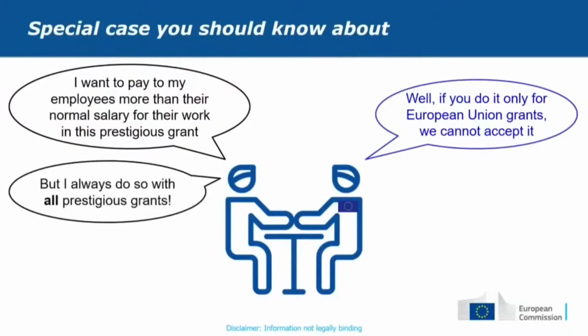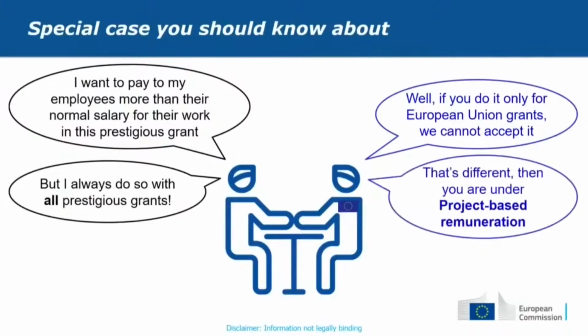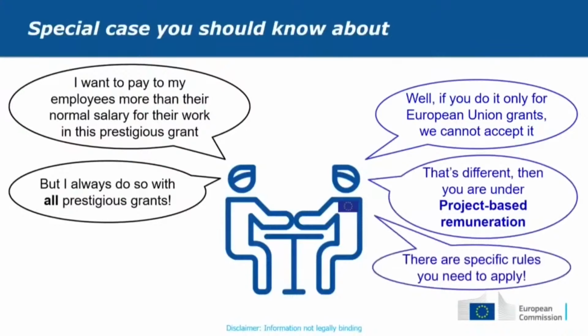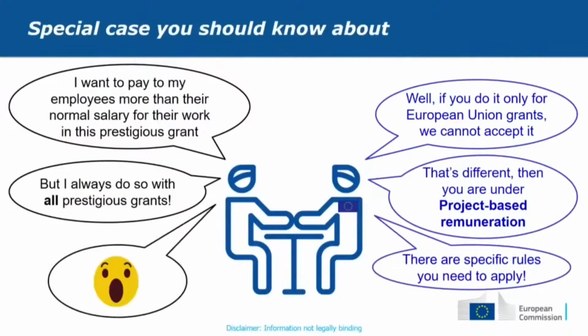It can be, however, that you reply, but the thing is that I always do this when it is a prestigious grant. So my internal rules say that when there is an important prestigious grant, we will pay more to the person. Well then, and this is the message, it might be possible. We call this project-based remuneration, but there are specific rules that you need to apply. And if there is something that we unfortunately have to recognize is somehow complex about Horizon 2020, it is this project-based remuneration. So don't be surprised, don't be scared, but if you are in this situation, I must insist that you check very carefully the explanations in the annotated model grant agreement, and remember that you can always contact us.